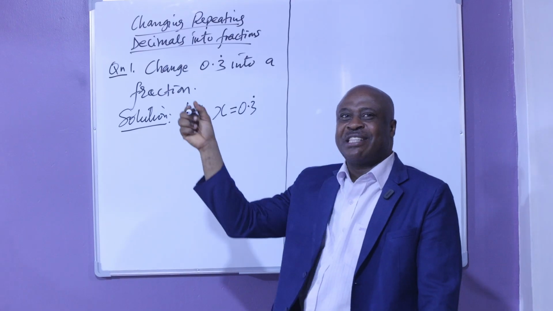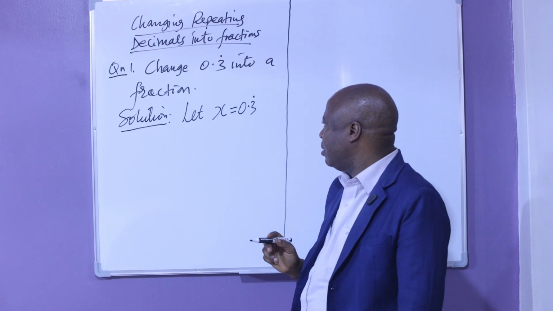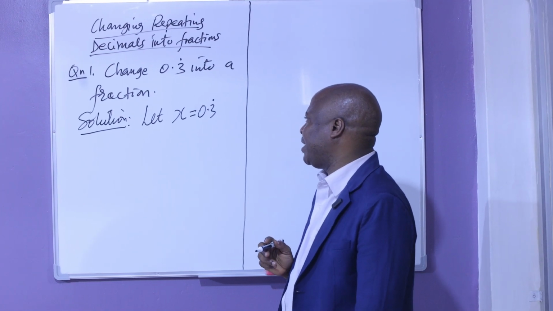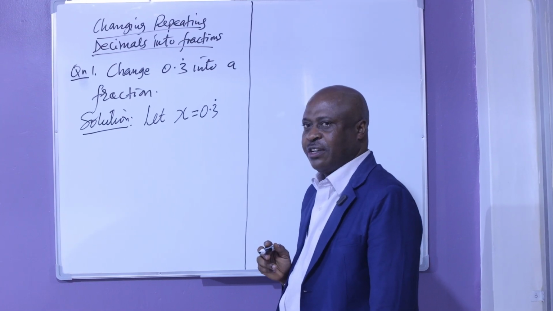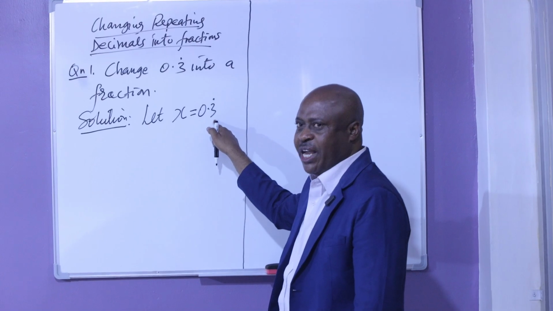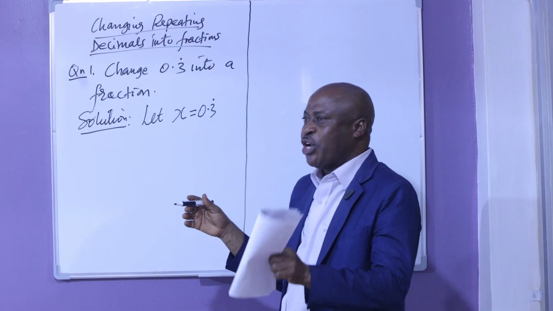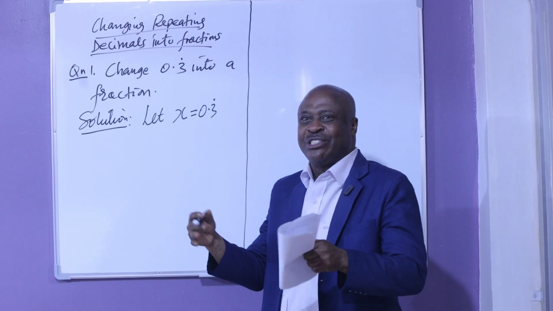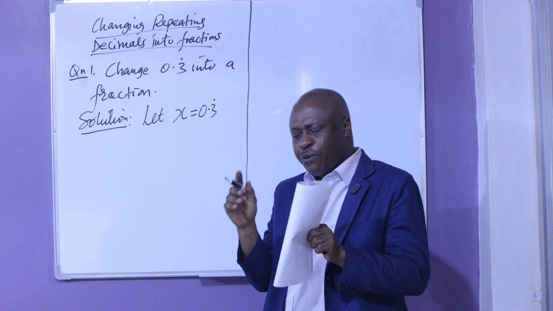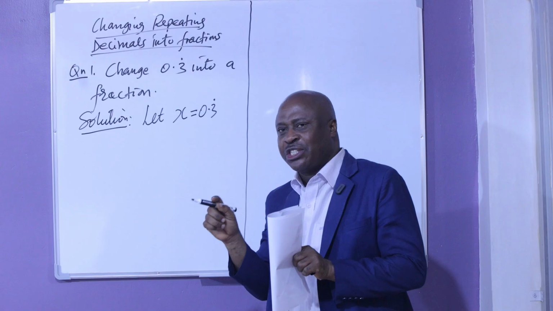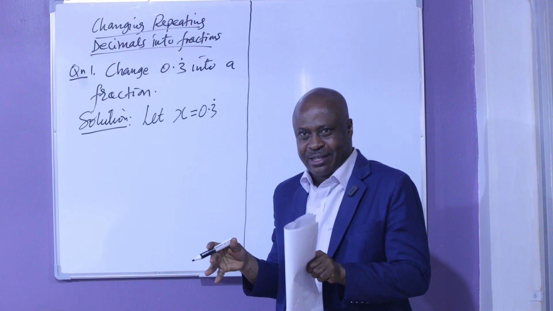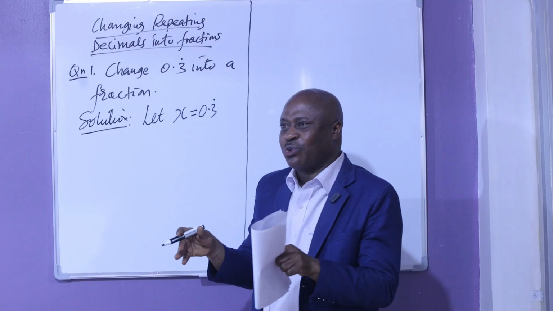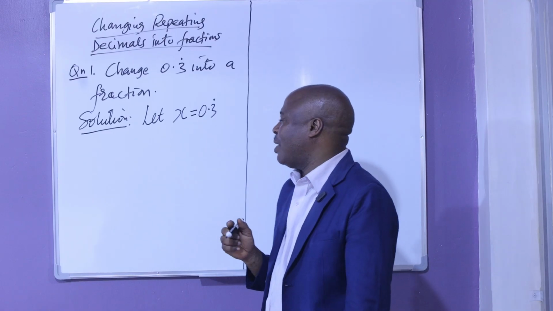x representing that unknown fraction. So what do we do when we start by letting x be 0.3 dot? First of all, because we are having only 1 decimal place, we always write our decimal places in tens. If we are having 1 decimal place, this corresponds to a tenth. If you are having 2 decimal places, it corresponds to a hundredth in our place value.